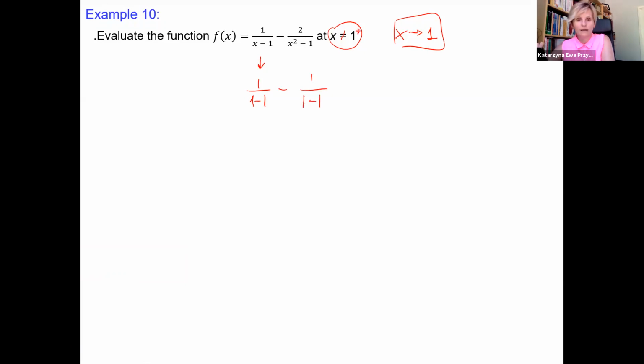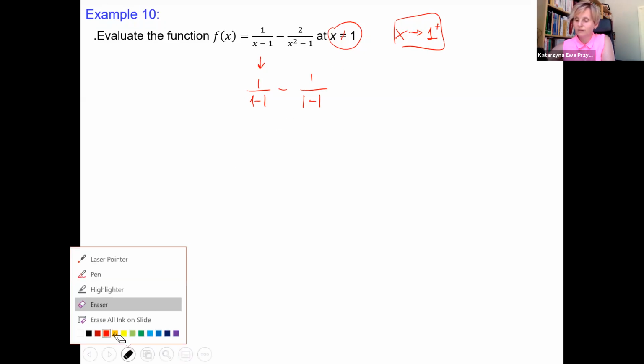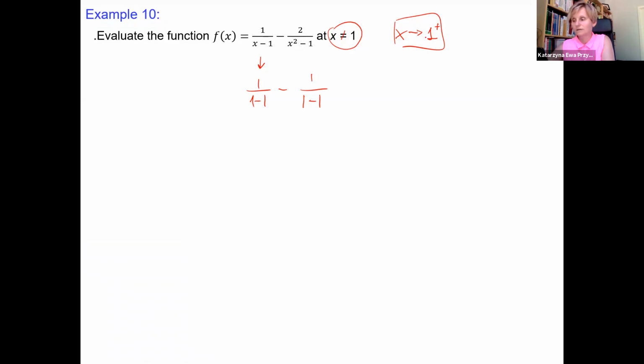Let's say from the right-hand side. Actually, 1 is not in the domain. However, let's focus on x approaching 1 from the right-hand side, because then we will have a little bit more than 1. This is 0, this is 0, but since this is a little bit more than 1, this will be positive, tiny numbers, but positive. And then 1 over a small number is a big number. We end up having another indeterminate form, infinity minus infinity.